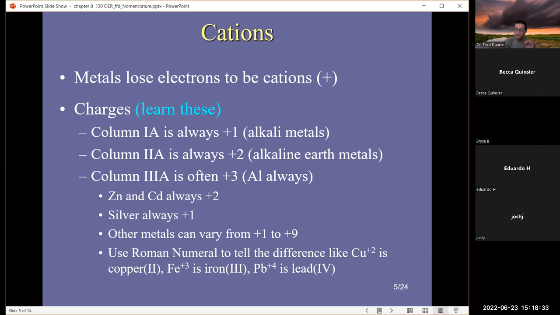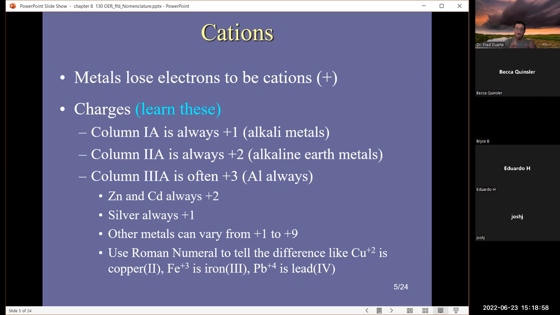And to distinguish those metals, we use Roman numerals. So you would see, for example, the name iron, Roman numeral 3 in parentheses. Make sure it's in parentheses. And the Roman numerals in uppercase, okay? That is the correct syntax, the format to write the oxidation state of that metal.